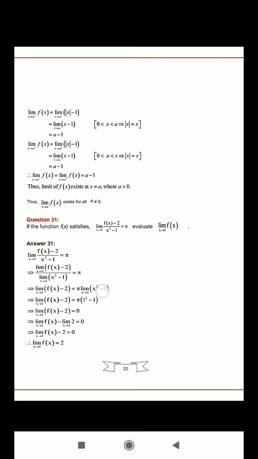In this you can put the limit. Limit x tends to 1 of x square minus 1 is 1 minus 1. So pi into 0 is 0. So limit x tends to 1 of f(x) minus 2 equals 0. Limit x tends to 1 f(x) minus limit x tends to 1 of 2 equals 0. And limit x tends to 1 of 2 is 2 only, because there is no x. You can move this 2 to the other side. So limit x tends to 1 f(x) will be 2. That is the answer of this question.